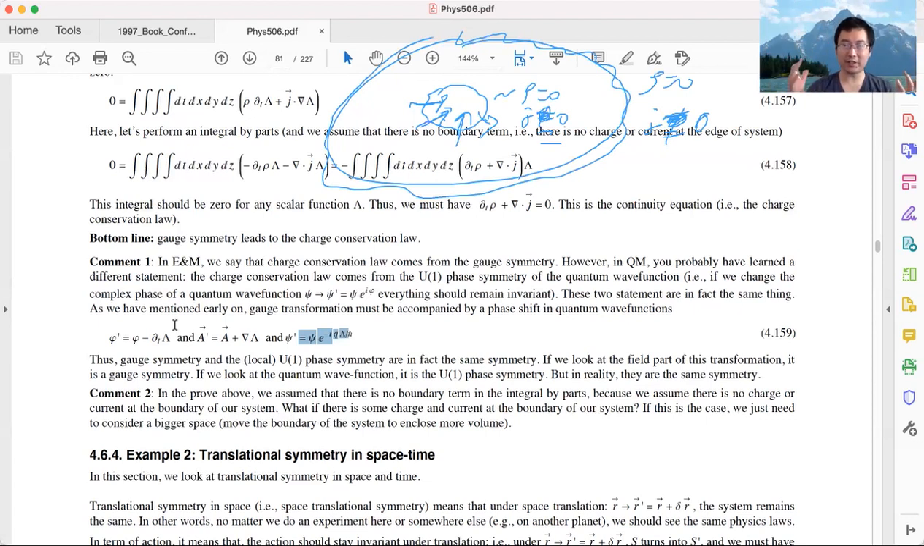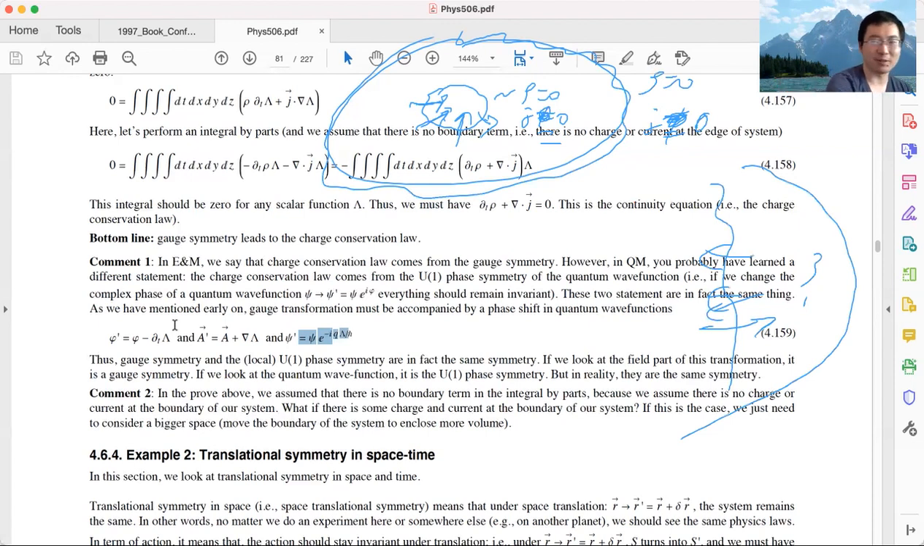If the larger area still has some charge or current at the boundary, then we choose an even larger area. Eventually we choose the entire universe, and hopefully at the boundary of our universe, there is no charge or current. If at the boundary of our universe there is some current flowing in, then it probably is not the boundary of our universe, because current flowing in or out means there is something on the other side. We should choose another larger area to call our universe. In any case, we can always choose the area larger and larger, until eventually the boundary has no charge and no current: rho equals zero, J equals zero at the boundary.